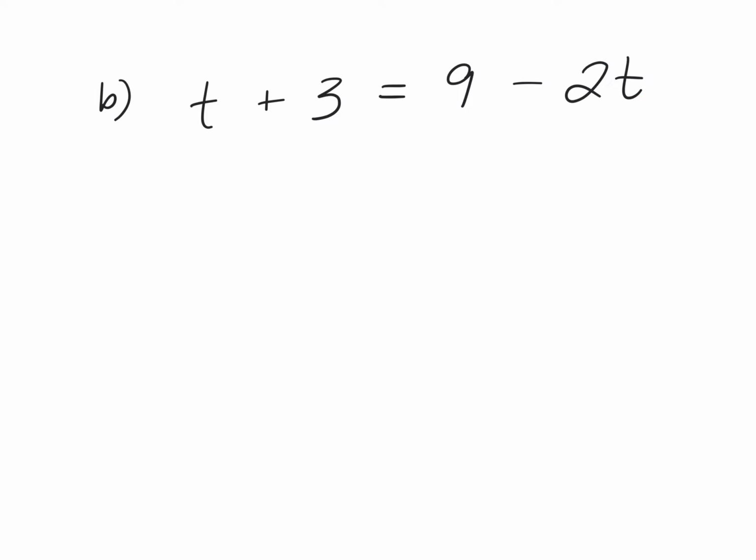The first thing you want to decide is where do you want to put all your variable terms? Do you want to put all your variable terms on the left side of the equation, or do you want to put them on the right side of the equation? Where do you want to put them? Left. Okay, so I have a t. That's going to stay there. And then on the right side, we have a negative 2t. What's the opposite of negative 2t? So that's going to go there.